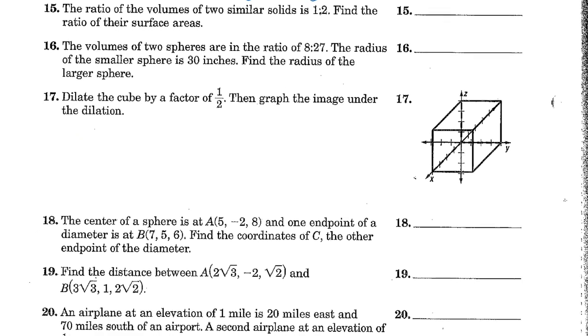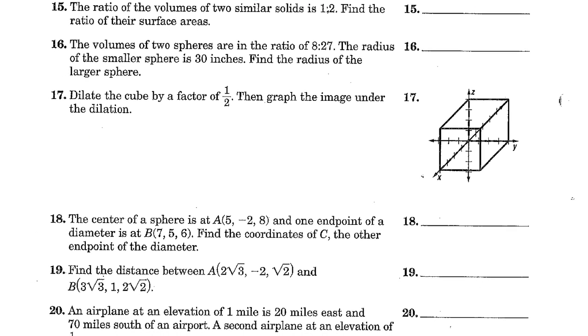The ratio of the volumes of two similar solids is 1 to 2. That's the ratio of the volumes. Okay? Find the ratio of their surface areas. So basically what we have is the ratio of the sides, and then that ratio squared is the ratio of the areas. Any 2D areas, so surface areas. And then the ratio of the sides cubed is the ratio of the three-dimensional volumes. Okay, so that's what we have.